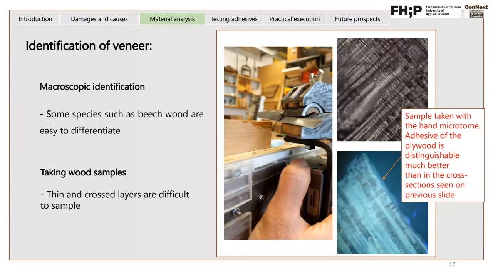A difference in hardness within one surface, due to the cross-layering of the veneers and adhesive layers, makes sampling by hand often impossible. Therefore, I developed a hand microtome which can be mounted directly onto the object. Settings like orientation and height and left and right can be adjusted with precision.